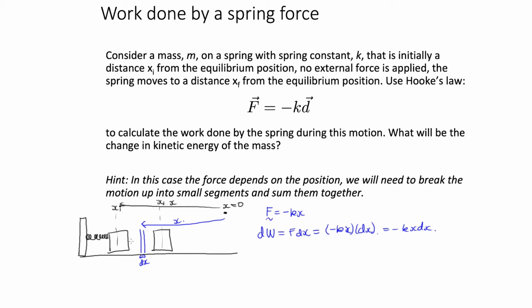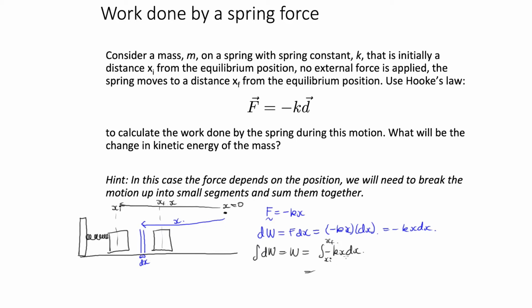Now, if we want to work out the total work to get from the initial position to the final position, we're going to have to sum all of these together. But they're very small increments. So when we're summing them all together, we're doing an integration. So to get the total work, which is just the integral of dW, which is equal to W, we have to integrate minus kx dx, and we're doing this from the initial x to the final x.